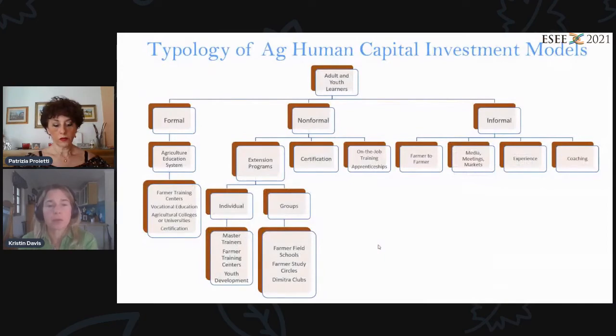The first thing that we did was to develop a typology of agriculture human capital investment models. So we looked at adult and youth learners, and we said, okay, there are a lot of formal methods of developing human capital through the agricultural education system, agricultural universities and certification programs. There's also the non-formal, which is your traditional extension service, especially by the public sector, but also private sector providers, the extension programs which reach out to individuals and groups. There's also certification, which is more non-formal. It's not leading to anything like a degree. And then, of course, there's your on-the-job training and apprenticeships under the non-formal program.